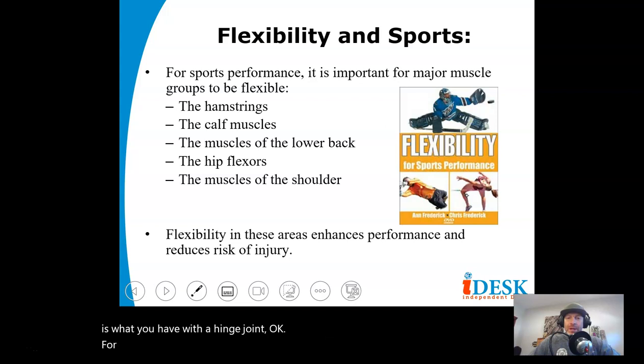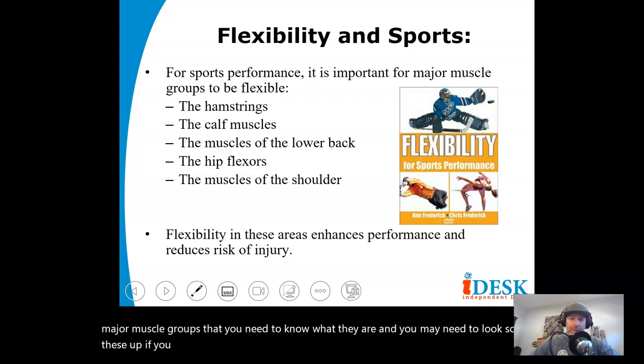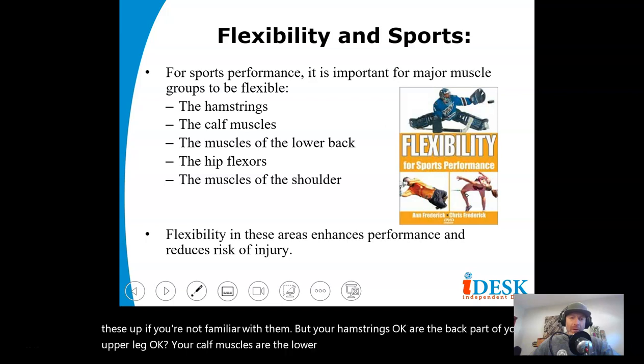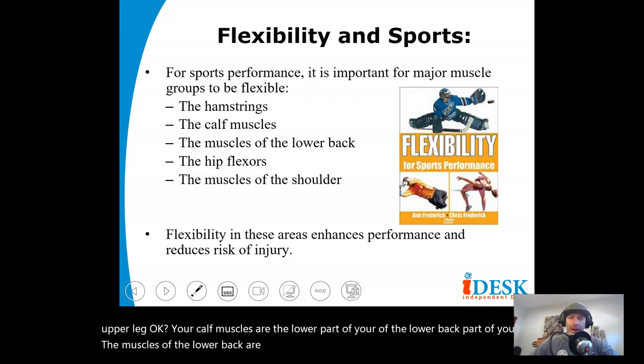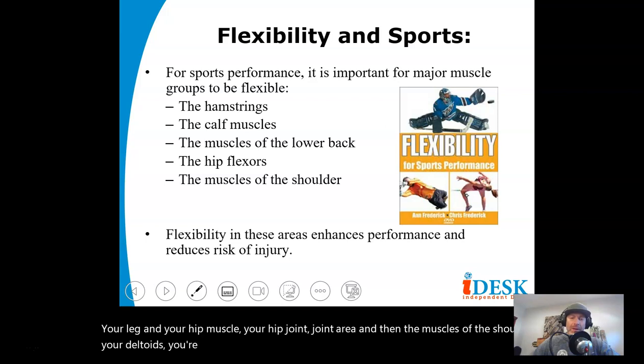For sports performance, it is important for major muscle groups to be flexible. Some of your major muscle groups that you need to know, and you may need to look some of these up if you're not familiar with them, are your hamstrings, which are the back part of your upper leg. Your calf muscles are the lower back part of your leg. The muscles of the lower back are important to have flexibility. The hip flexors, the muscles around your hip joint area, and then the muscles of the shoulder: your deltoids, your rhomboids, and some of those bigger muscle groups.